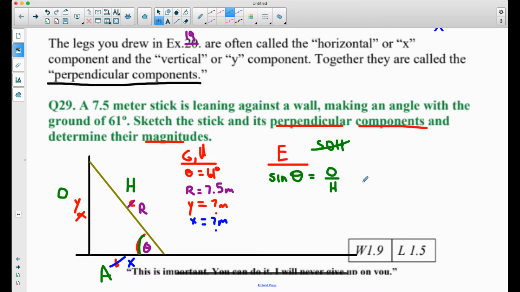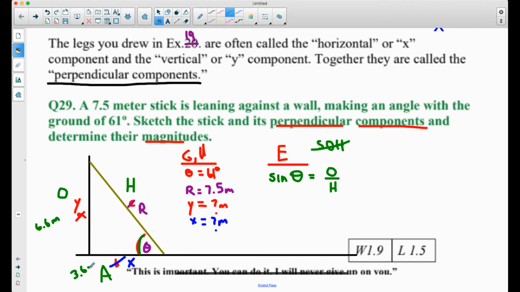So you go through and run these, and let me just tell you that the answer for the vertical component should be 6.6 meters, that's rounded. And the answer for the horizontal component should be 3.6 meters, that's rounded. So make sure you get these.